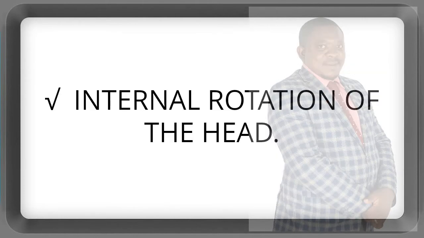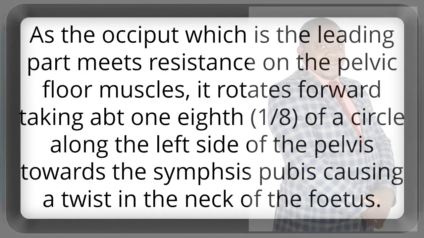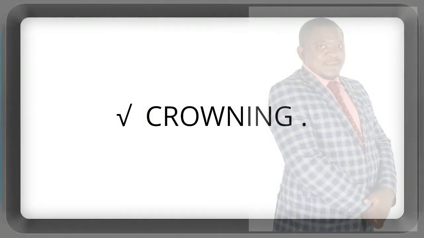Internal rotation of the head. As the occiput, which is the leading part, meets resistance on the pelvic floor muscles, it rotates forward, taking about 1/8 of a circle along the left side of the pelvis towards the symphysis pubis, causing a twist in the neck of the fetus.